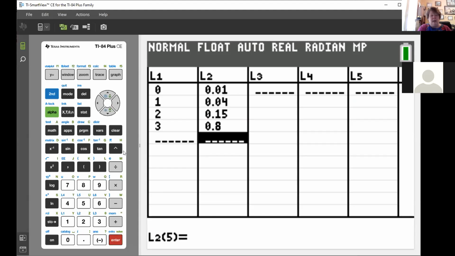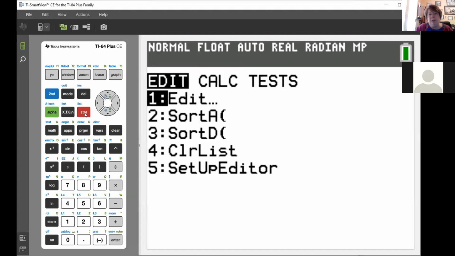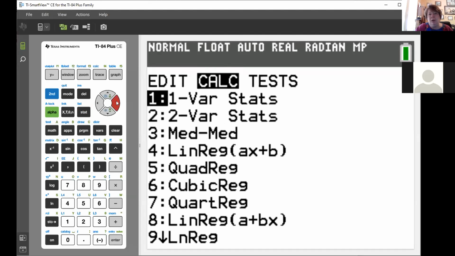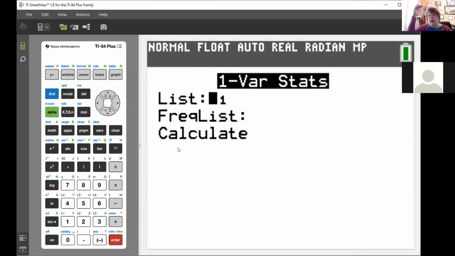Okay, so now I have the data in. I have the values that the discrete random variable can take on, and I have the probabilities of each of those values. So I'm going to do a second quit. Then I'm going to go back in my stat menu and over to calculate, and I'm going to calculate the one-variable statistics. My values of the discrete random variable were in my first list, so that's okay. But my frequency, the probability, is in the second list, so I need to tell my calculator that. So I'm going to go second, 2, and then I can calculate.